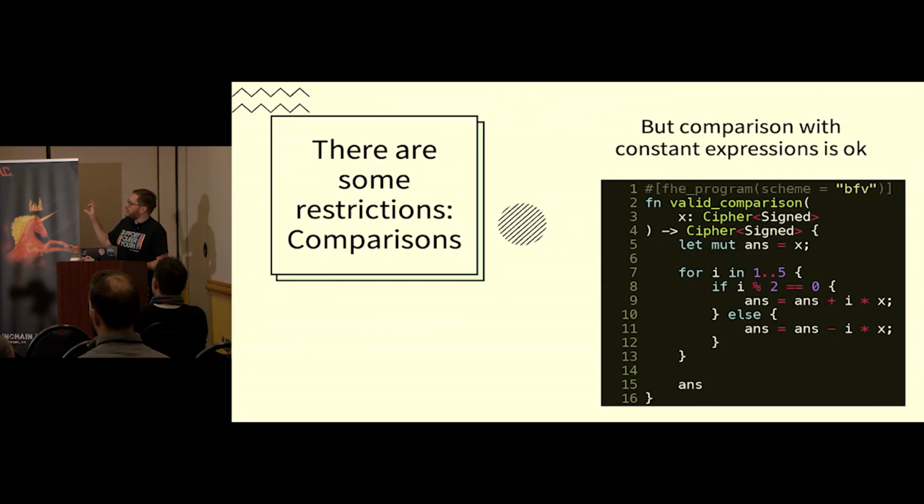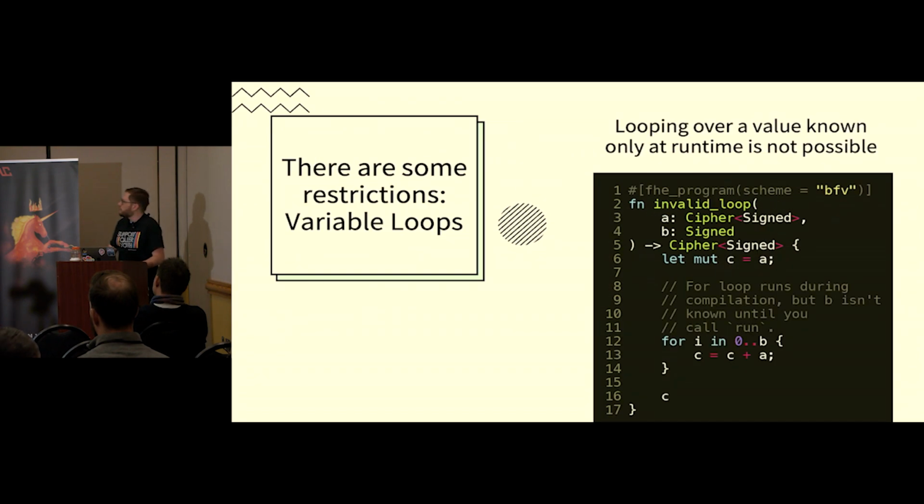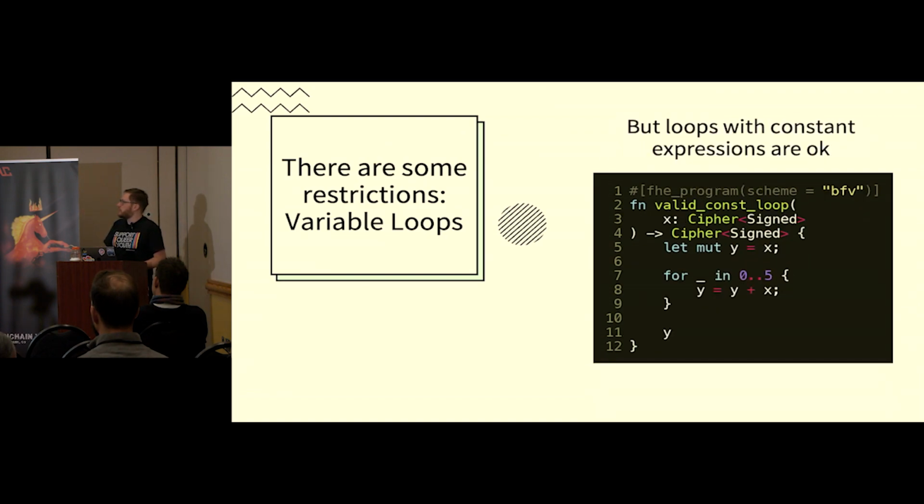Similarly, one thing that is important to note here is that you can do comparisons if it's on plaintext values. So in this example, we have a for loop that goes from 1 to 5, and inside there's a conditional that says if i modulo 2 is equal to 0. That part's fine, because we're not actually doing any comparisons on encrypted data at that point. We also can't do variable loops because, as I mentioned, the compiler needs to know exactly what computation you're running. So this would be an invalid program because it takes an assigned value for the size of the for loop. But if we change it to be something where we actually know the size, here we go from 0 to 5, we can do this.